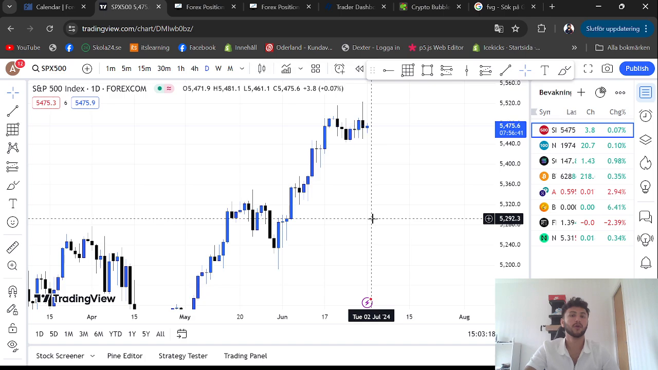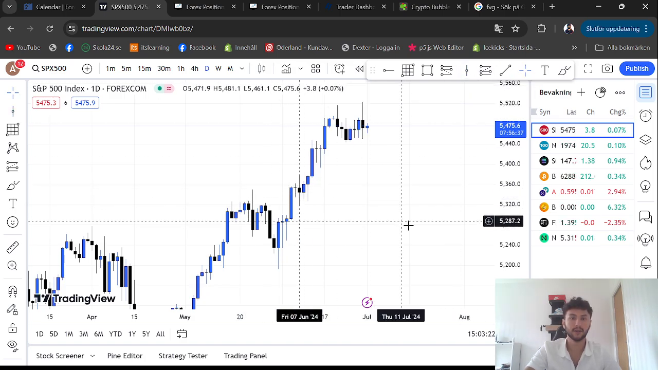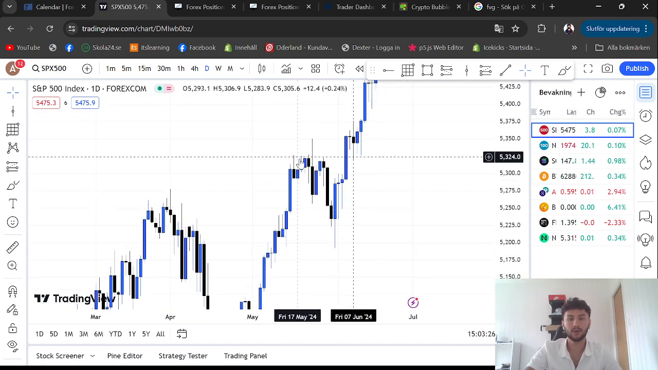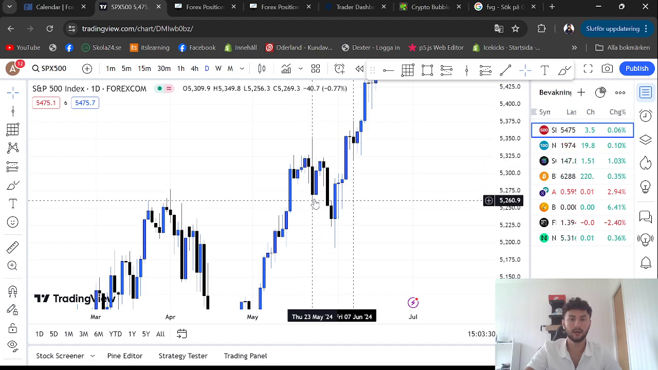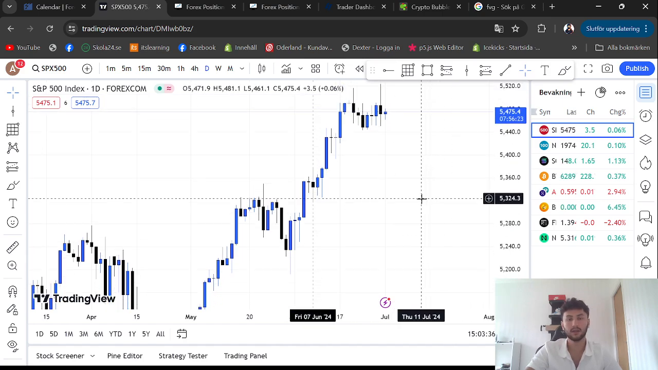So if we look overall from here, let's look at it overall. On the daily, we broke our daily structure to the upside. Look, we made a high, a low, then a high, and then a higher high. We broke daily structure to the upside. Then what are we looking for? Probably our bias is going to be bullish.